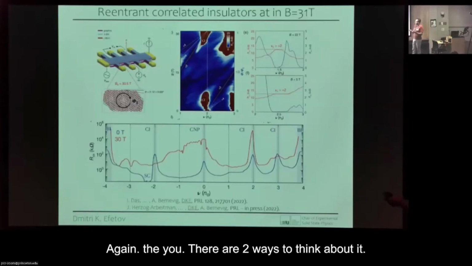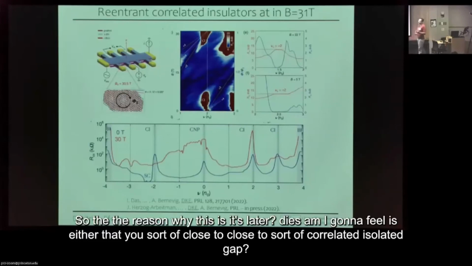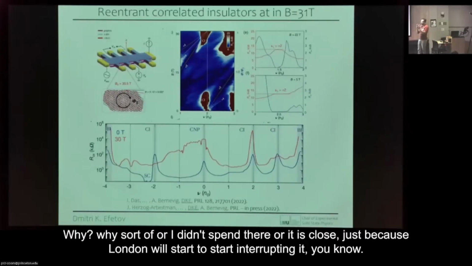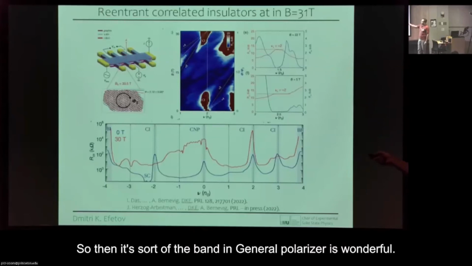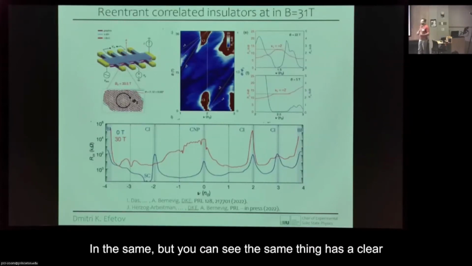There are 2 ways to think about it. The reason why this insulator dies in magnetic field is either that you close the correlated insulator gap by polarizing the spin there, or it is closed just because Landau levels start interrupting it, so that the band in general is polarized into Landau levels. And you can see the same thing happens here. It's a symmetric problem. The field at which it dies in the negative direction is almost the same. You can see it's almost symmetric, right?